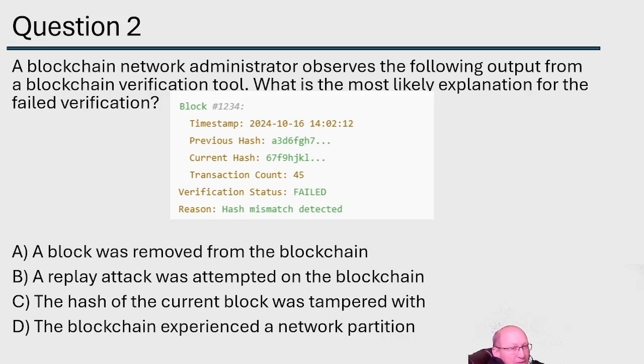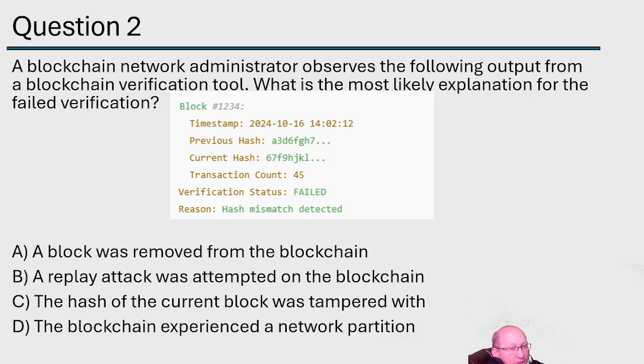I don't think so. Why don't I think that? Because we see that the reason is a hash mismatch. And if a block was removed, it could, I guess, theoretically cause a blockchain mismatch or a hash mismatch. But a replay attack would just read the information, right? And so with the hash mismatch, not really indicative of a replay attack.